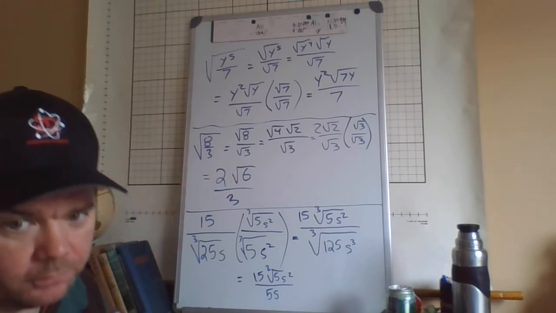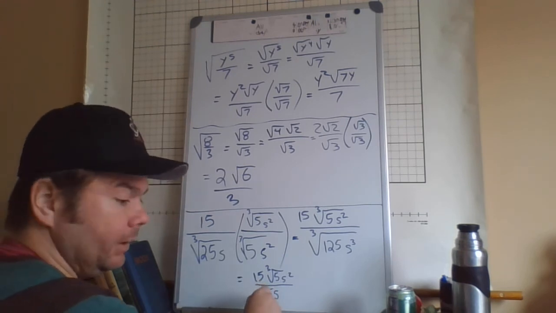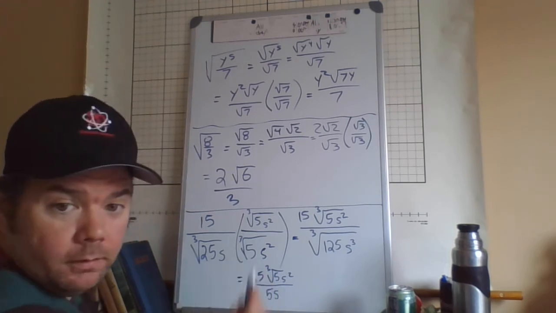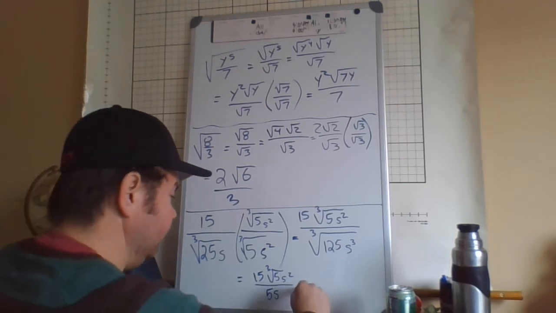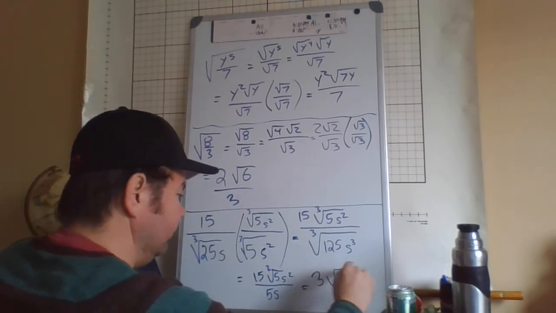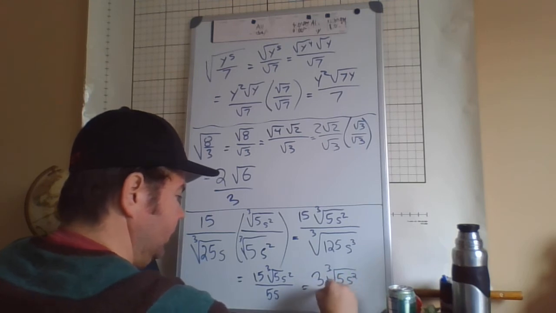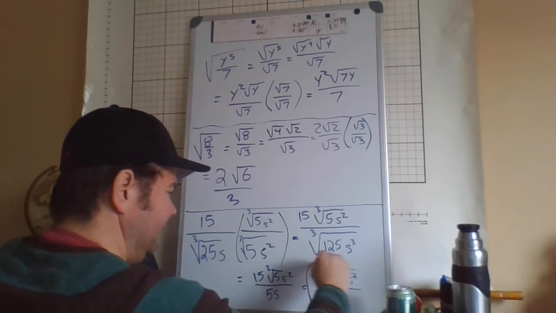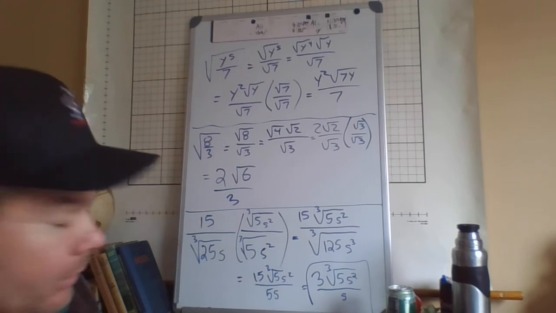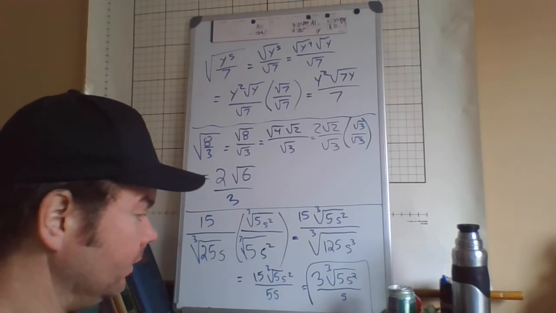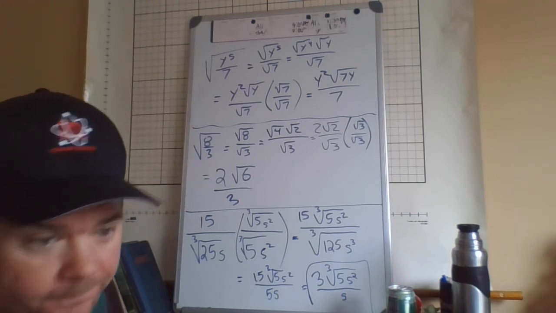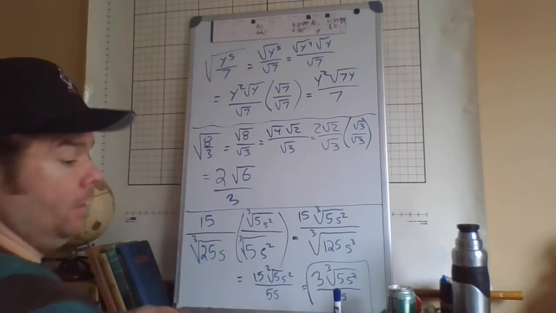And just when you thought you were done, there's one more thing you can do. 15 over 5 is 3. So the real final result here is 3 times the cubed root of 5s squared, all divided by s. Okay. One more.